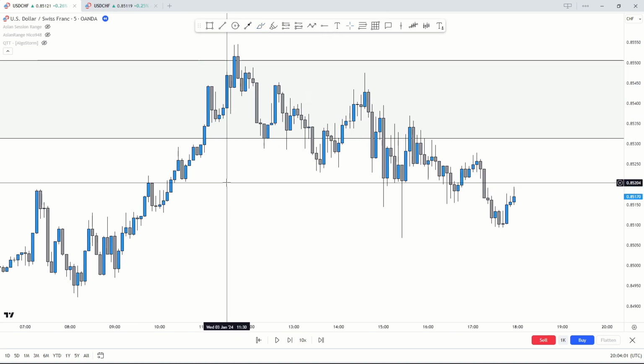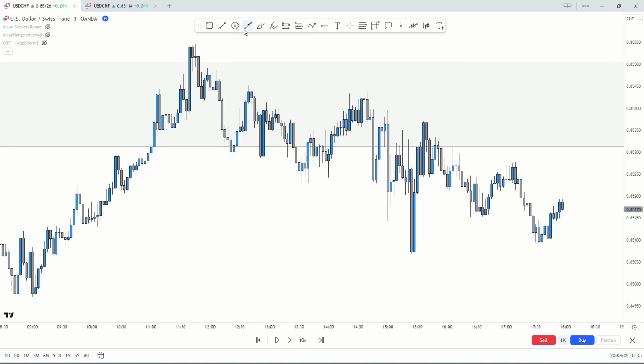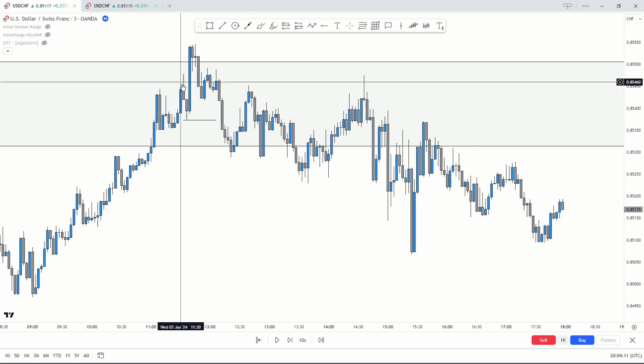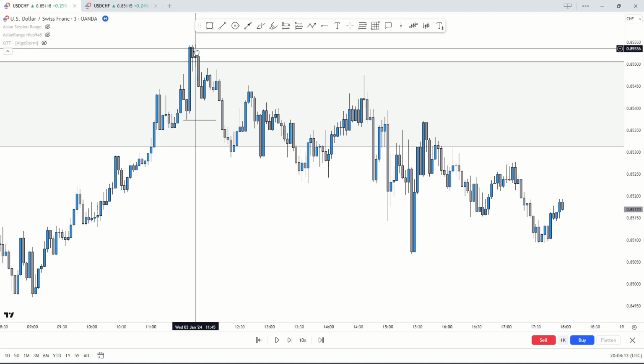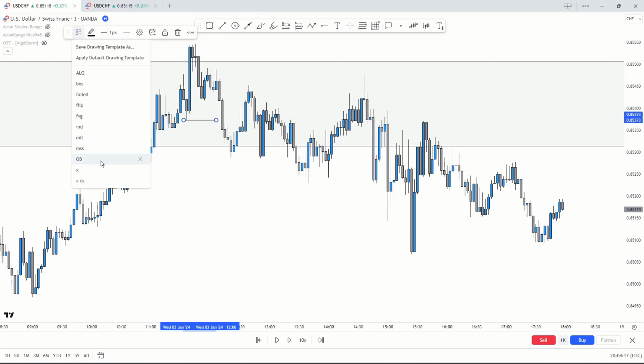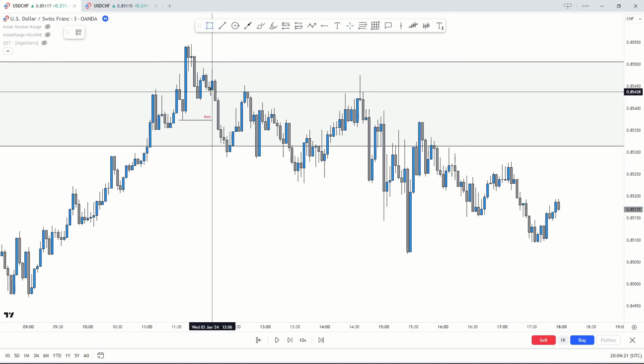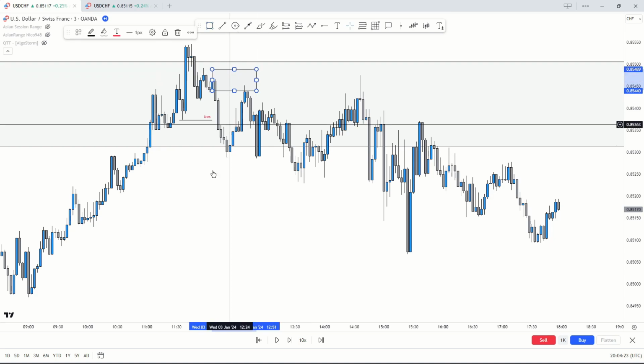So if I move to the 3-minute, first things first is we have a break of structure here, right? So price creates a high, creates a low, high, and then it creates a new low lower than this low. So that's our first break of structure right here. And then following that, price mitigates a zone.